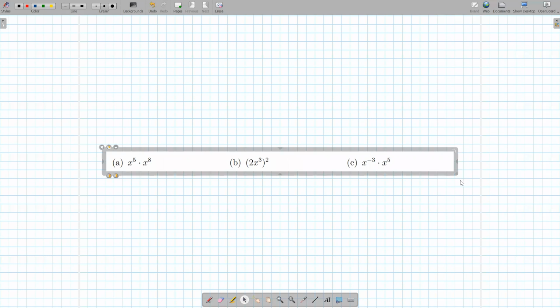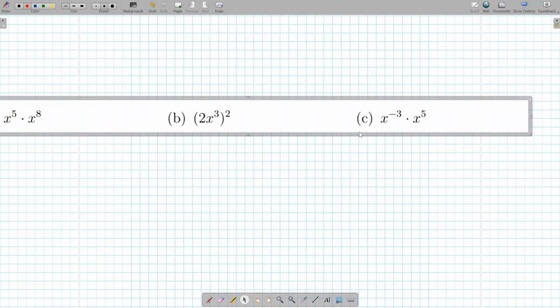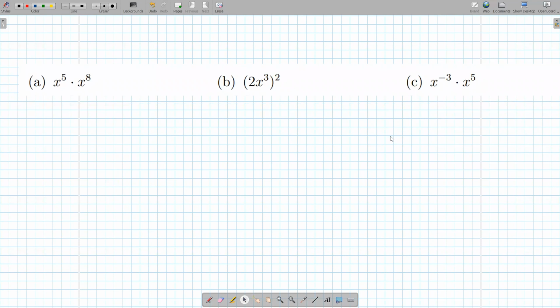It says simplify and eliminate. The answer has to be in terms of a positive exponent. All of them are one-step answers. x to the 5 times x to the 8. x to the power of 13. That's right, x to the 13. B. 2x to the power of 6.